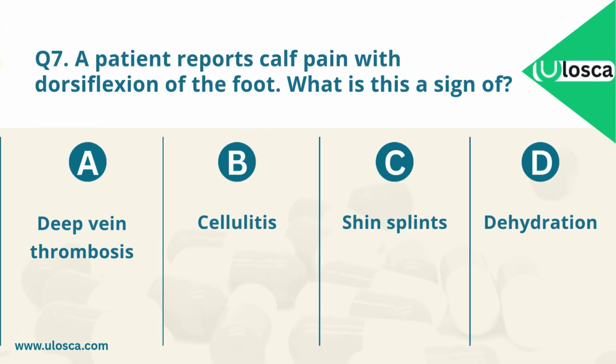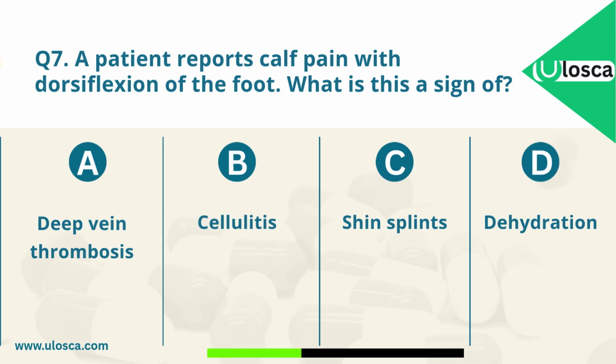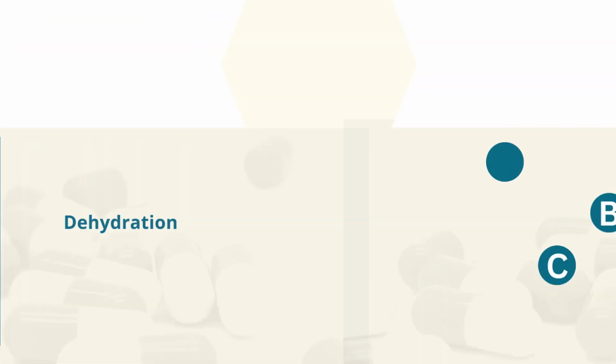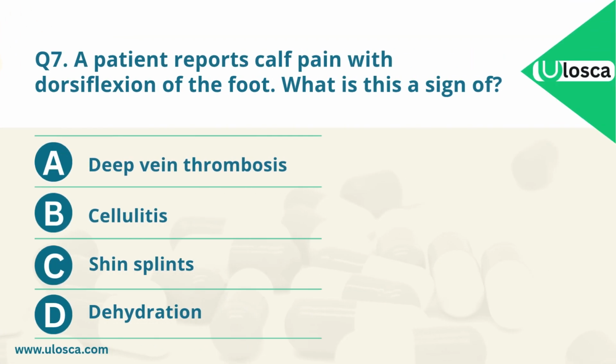Question 7. A patient reports calf pain with dorsiflexion of the foot. What is this a sign of? A. Deep vein thrombosis. B. Cellulitis. C. Shin splints. D. Dehydration. Which one is the correct answer? The correct answer is A. Deep vein thrombosis.